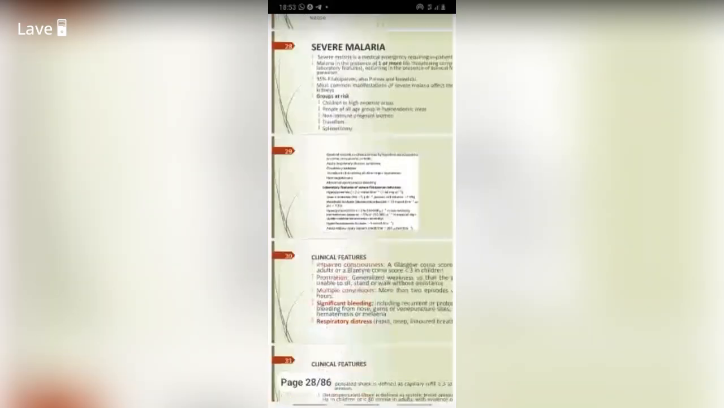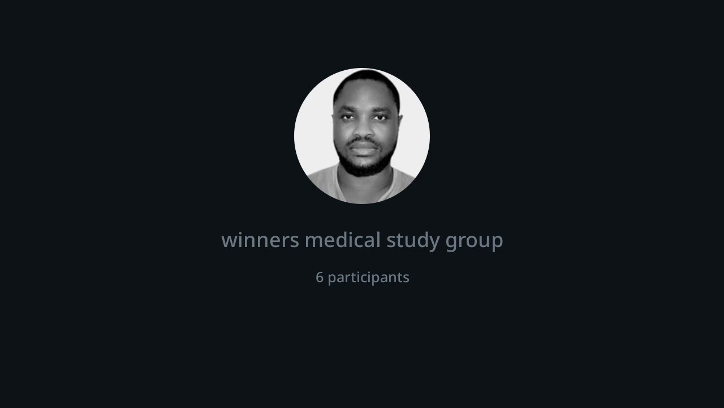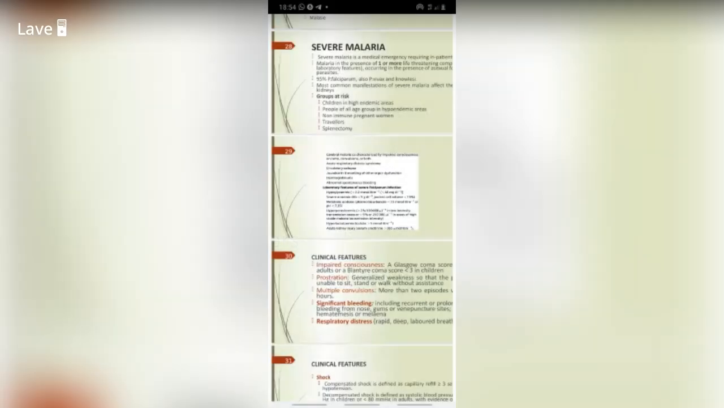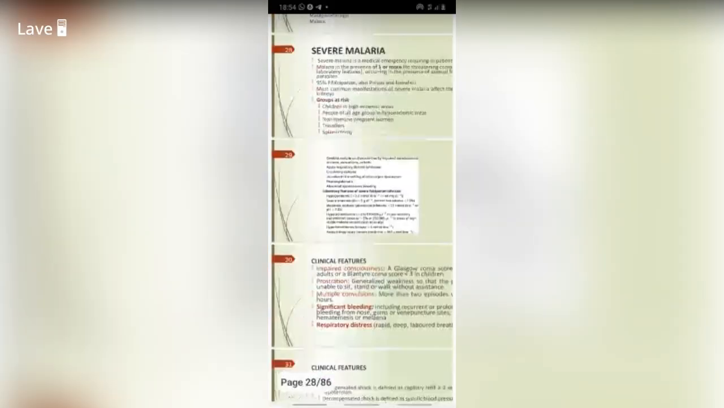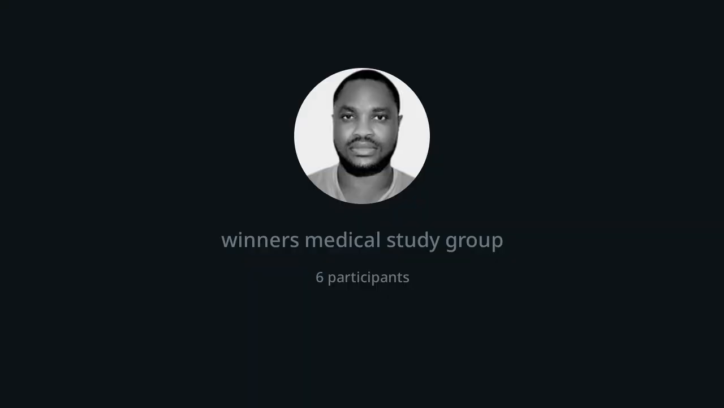Now, for severe malaria, which is for us in pediatrics a killer disease, and also a medical emergency. In severe malaria, you have one or more life-threatening complications, which could be clinical or laboratory, in the presence of asexual forms of P. falciparum. 95% of cases are caused by P. falciparum. You could also have Vivax and Knowlesi. So who are the groups at risk of severe malaria?